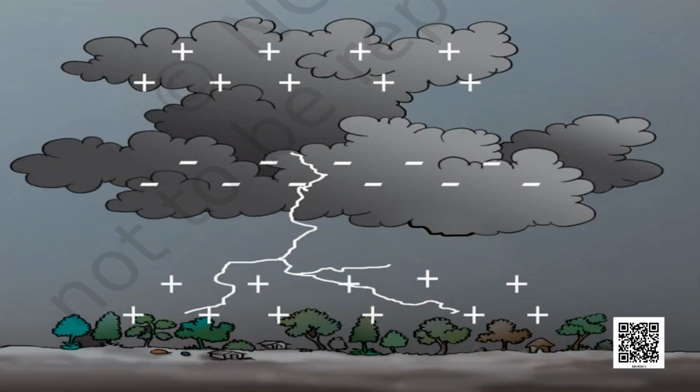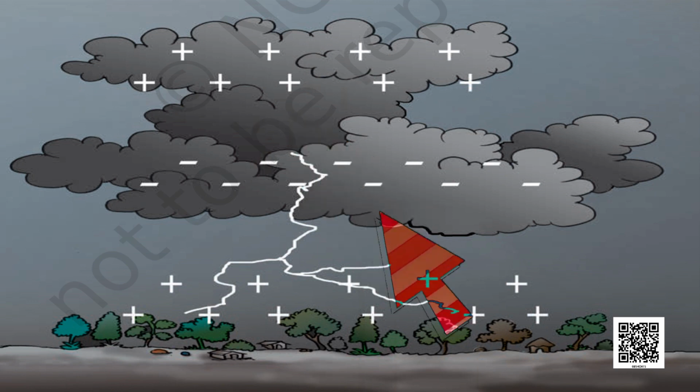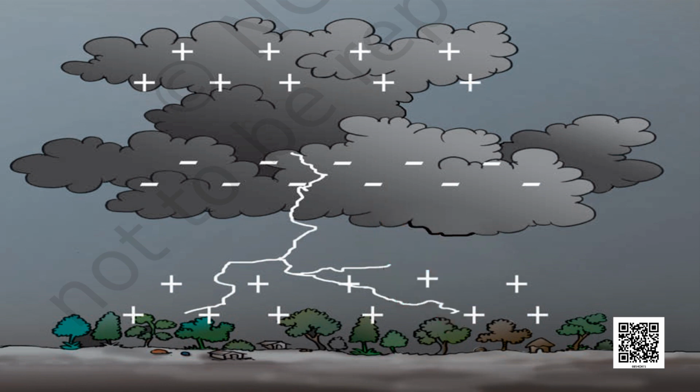These vigorous movements cause separation of charges. Well, though the process is not completely understood, it so happens that the positive charges collect near the upper edges of the clouds and the negative charges accumulate near the lower edges. There is an accumulation of positive charge near the ground also.